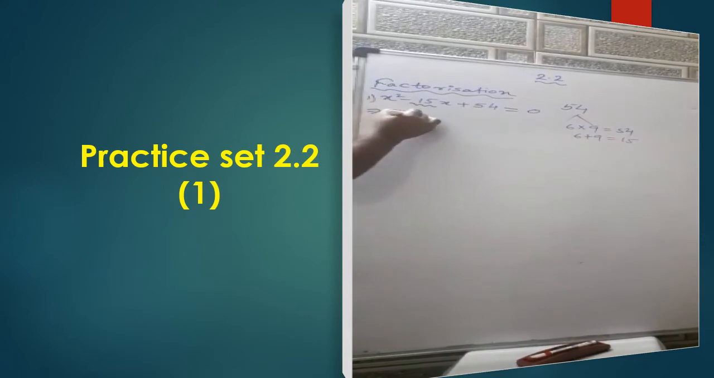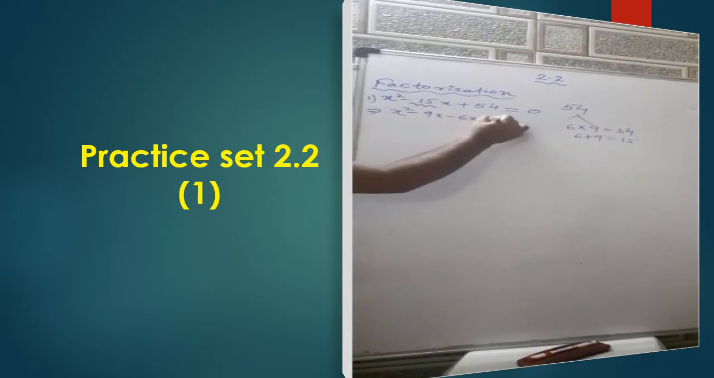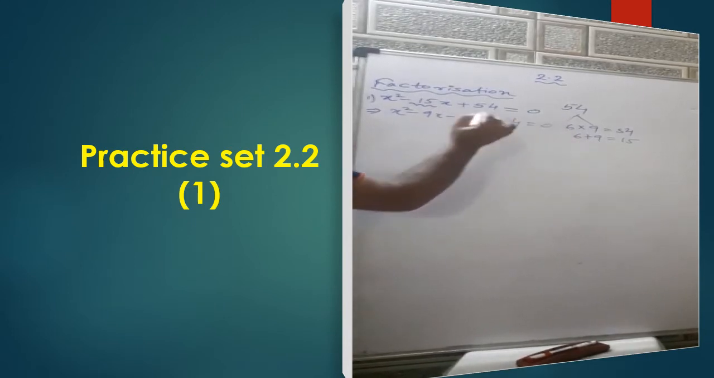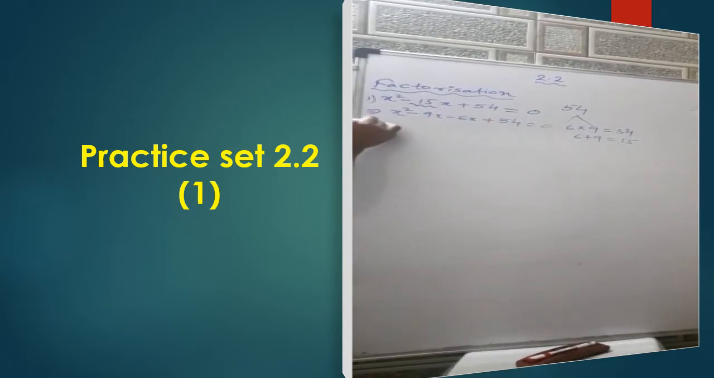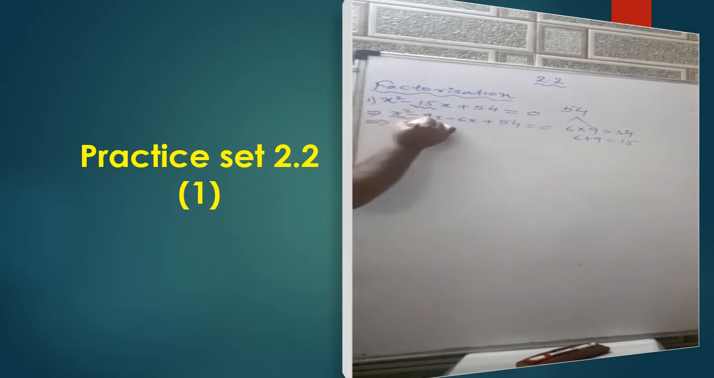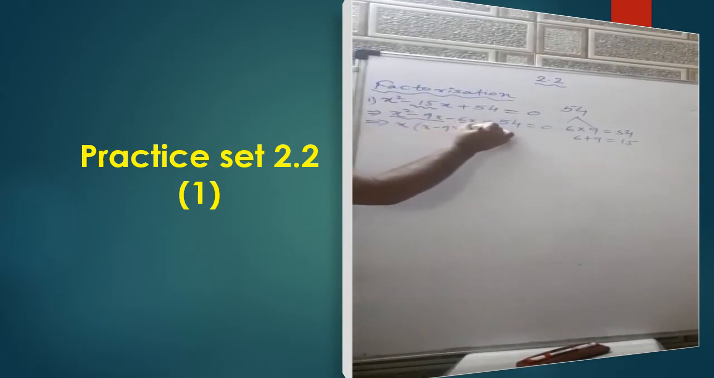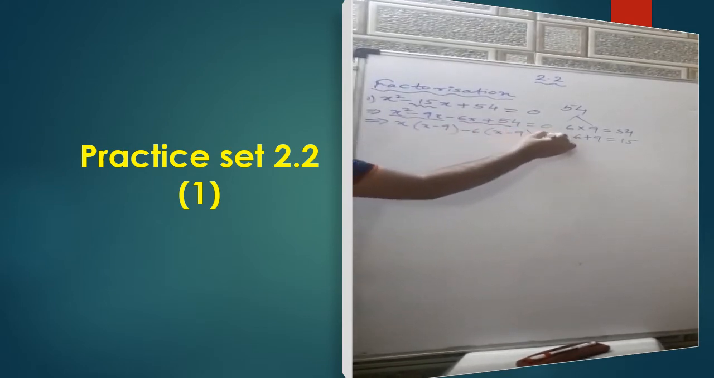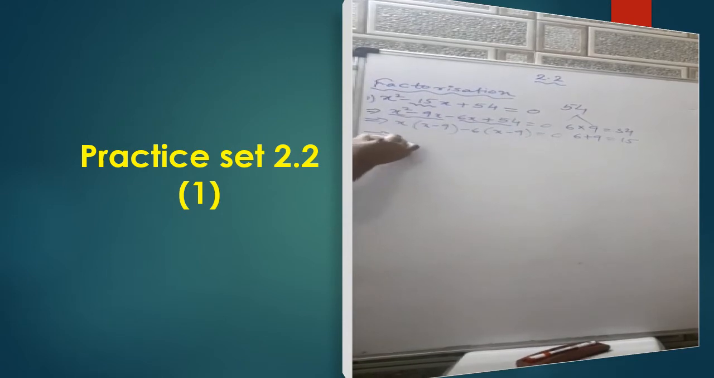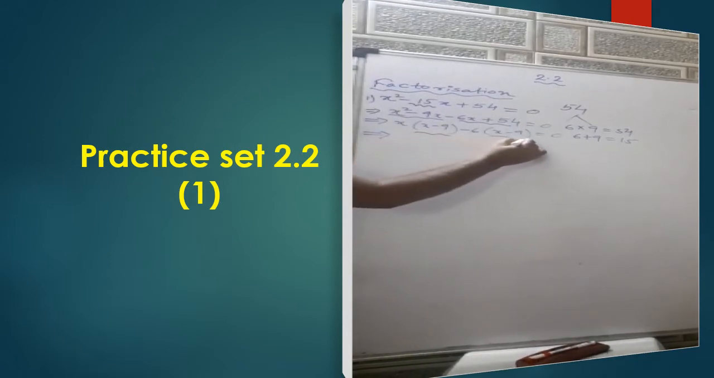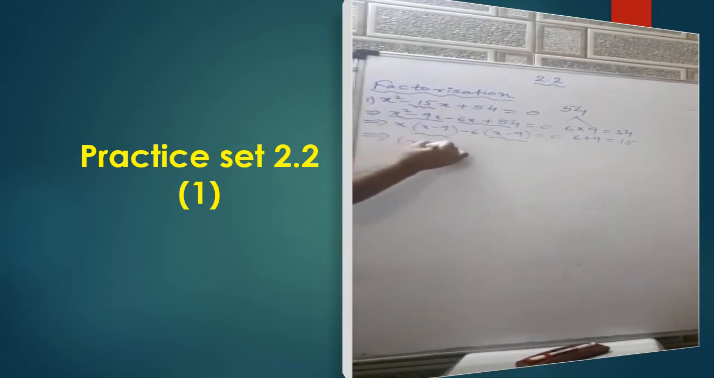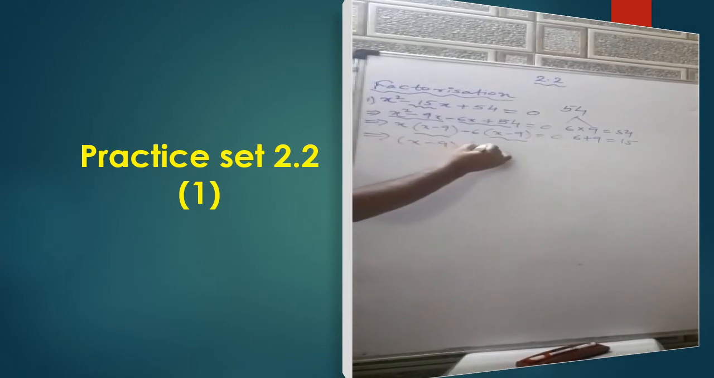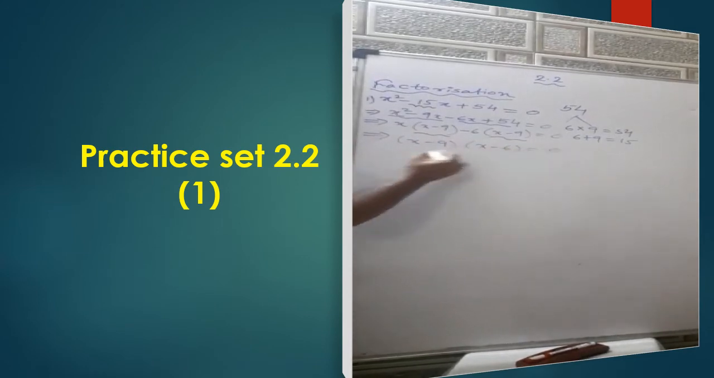So here we write x square minus 9x minus 6x plus 54 equals 0. Now take out the common factor. Here x is common, so x minus 9. Here minus 6 is common, so x minus 9, that equals 0. Now x minus 9 and x minus 9 is a common bracket, so we write 1, then x minus 6, that equals 0.